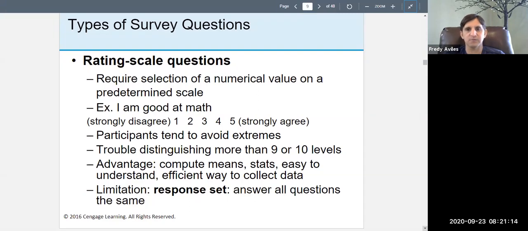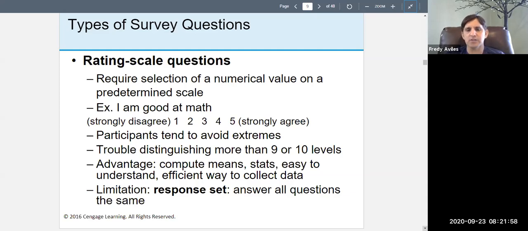Rating scale questions, like I said before, are very useful for studying things that are more psychological. With rating scale questions, they require selection of a numerical value on a predetermined scale. You have a rating scale, and participants select a number that they think represents their response. So an example could be, I am good at math. Strongly disagree to strongly agree, right? If they think they're really awful at math and they strongly disagree, they would indicate a 1. If they think they're really awesome at math, they would indicate a 5. If they think they're somewhere in the middle, a 3. Okay, they're okay at math. They're not great. They're not awful. If they're not that good, but not really horrible, it would be a 2, right?